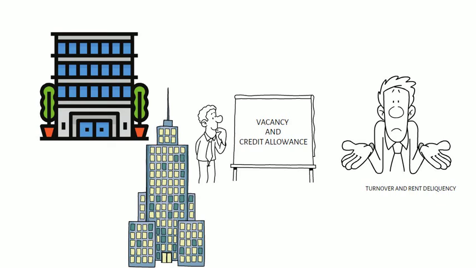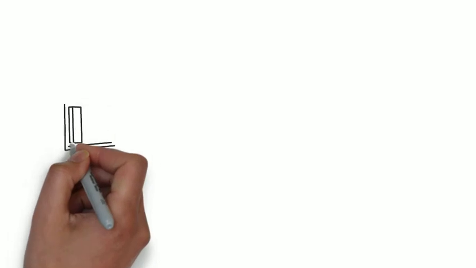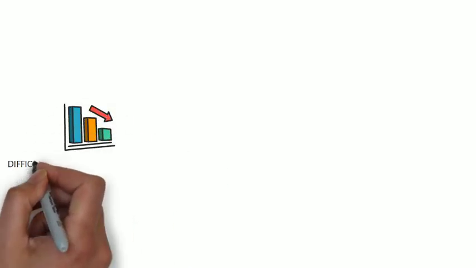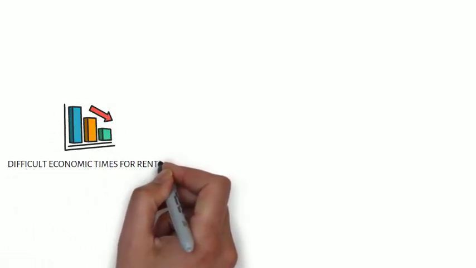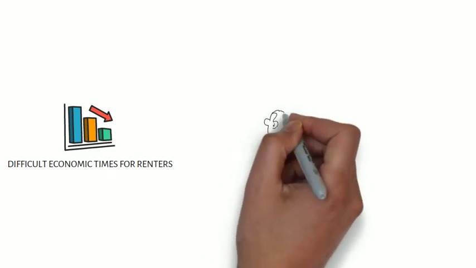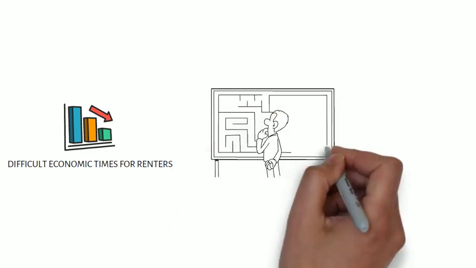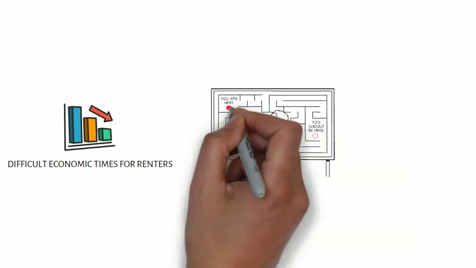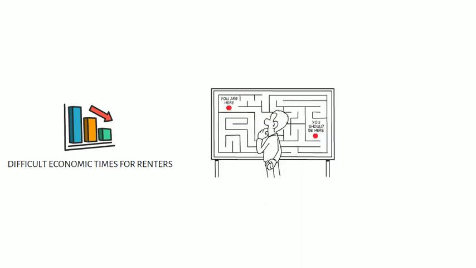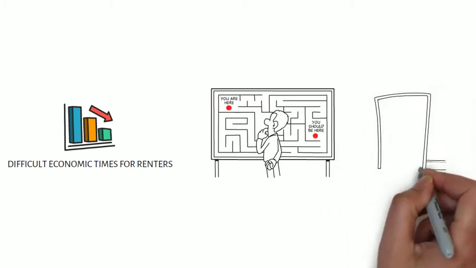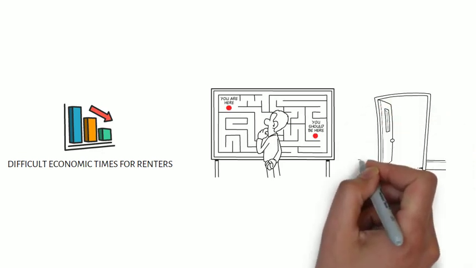Some real life factors that may contribute to this situation in an income producing property may sometimes be due to difficult economic times for renters. Sometimes it might be due to supply of that kind of property which may outweigh the demand from renters. And that may affect rent rates, which renters can take advantage of by moving to a less expensive space.